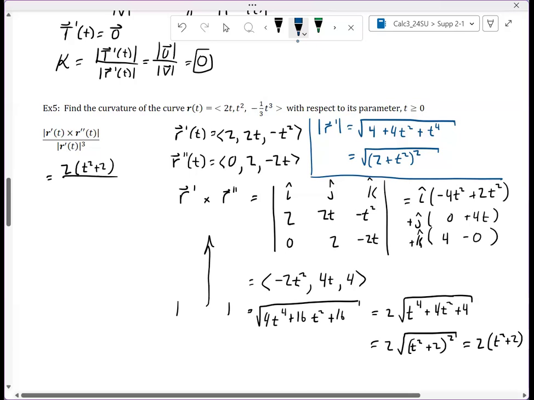Right, the 2 squared gives me a 4, the t squared squared gives me a t to the fourth, and the cross terms give me 2 times 2t squared, or 4t squared. So the length is just 2 plus t squared. I guess I don't need the parentheses, but there they are. And I need this to the third power, 2 plus t squared cubed. I noticed that one of these cancels with one in the numerator, leaving me with a curvature of, after all is said and done, 2 over 2 plus t squared, squared.